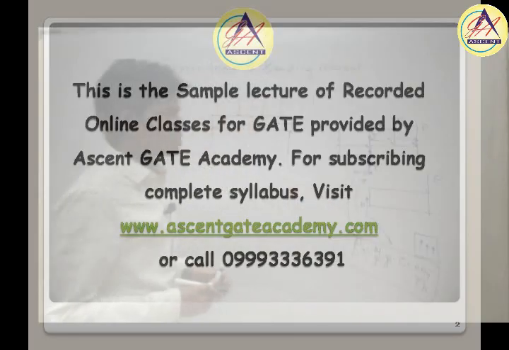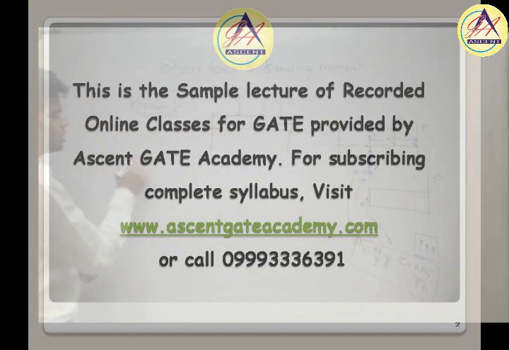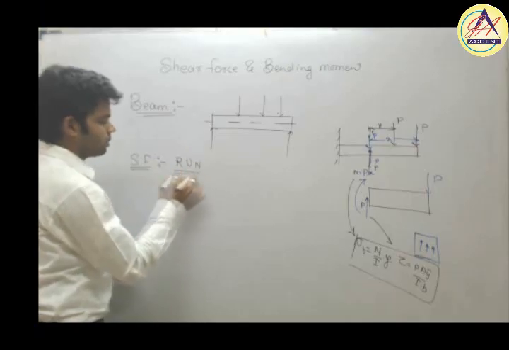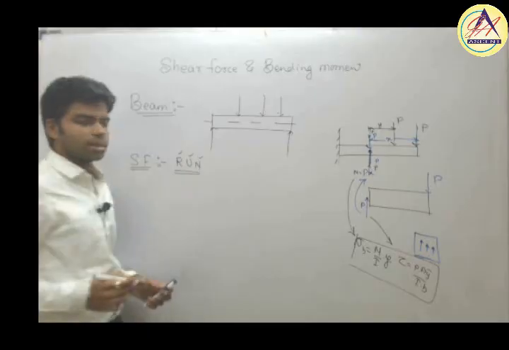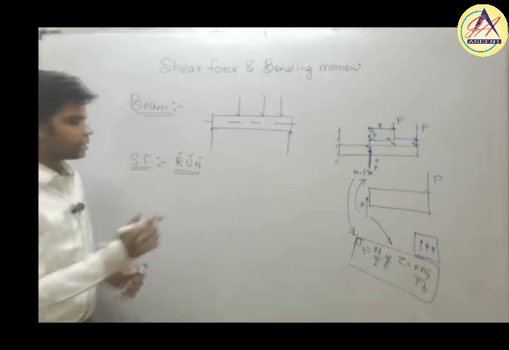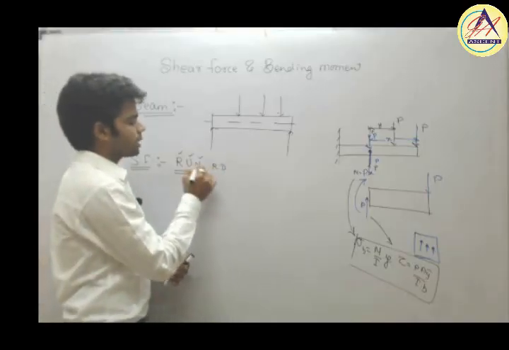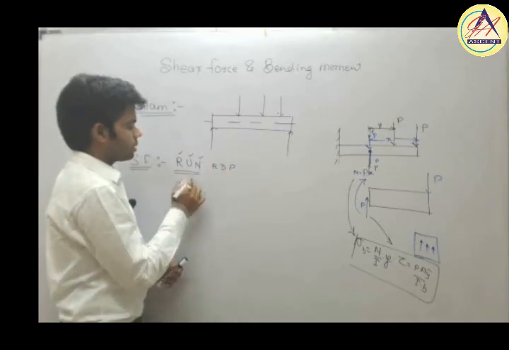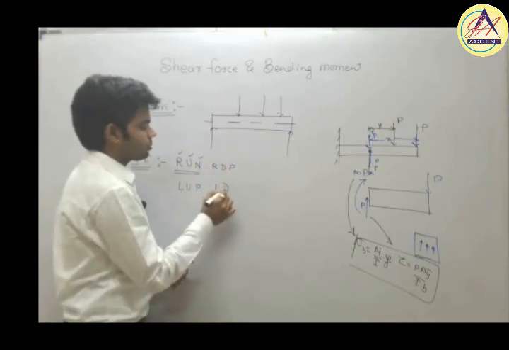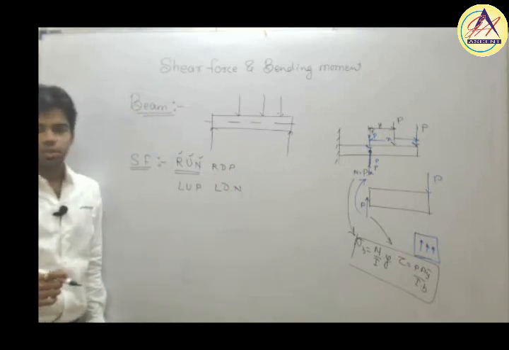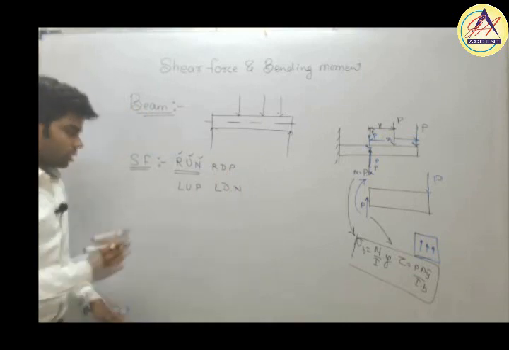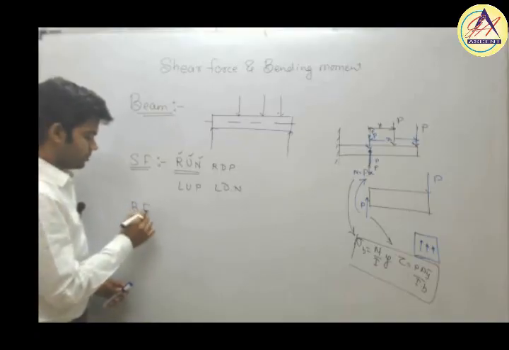So the sign convention which we are using for shear force is RUN. Easy to remember. RUN means right side upward is taken as negative, and accordingly we can work out the other cases. Right side downward will be taken as positive, left side upward will be taken as positive, and left side downward will be taken as negative. So this is the sign convention for shear force. Okay, now what is the sign convention for bending moment?